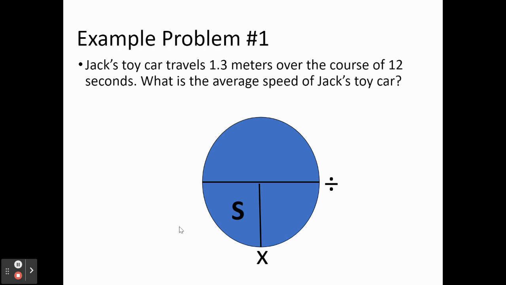So Jack Choi travels 1.3 meters over the course of 12 seconds. What's the average speed? Well, I know my distance and I know my time because it's given to me in the problem. I need to find my speed. So you can see how the distance is over the seconds, and then you can just divide that. I don't like this method personally. However, if it works for you, please use it.